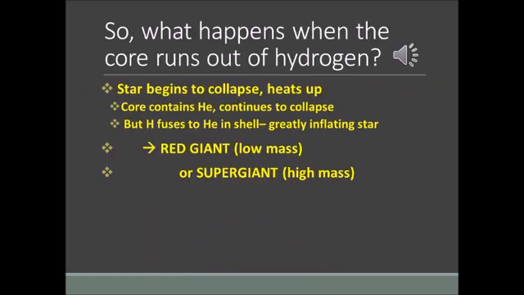So what happens when the star dies? Well, the core begins to collapse and it gets heated. It gets hotter. The core contains then helium and it continues to collapse. But the hydrogen outside the shell starts inflating the star and the star gets bigger. It gets more massive. And if it's a low mass star, it turns into a red giant.